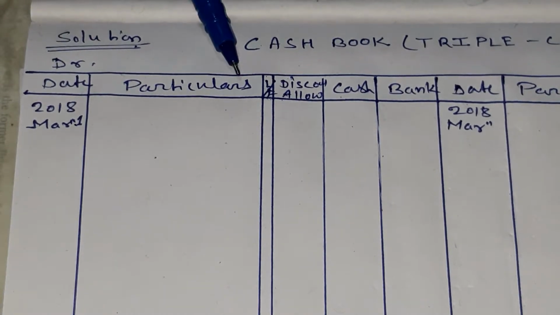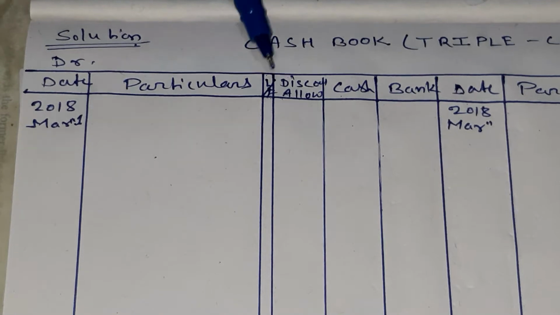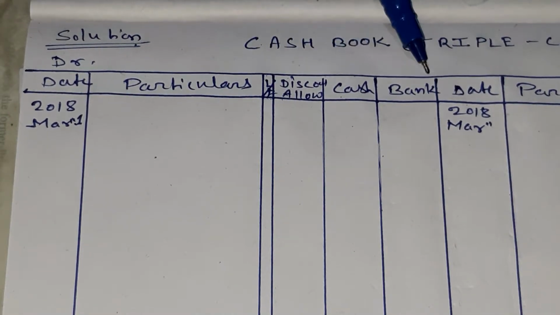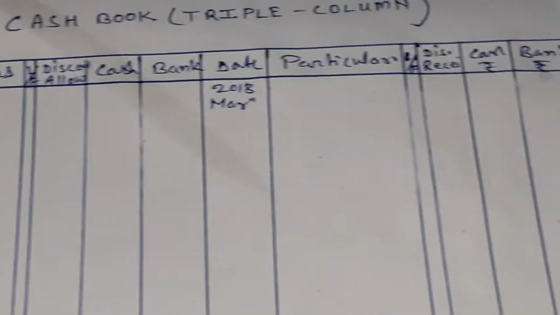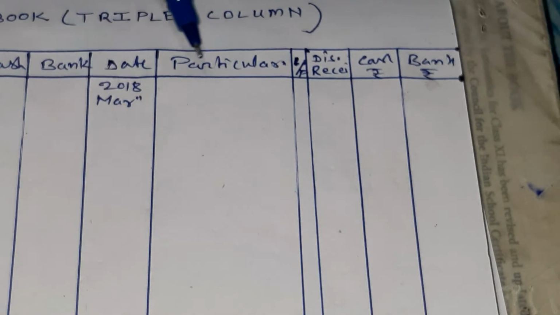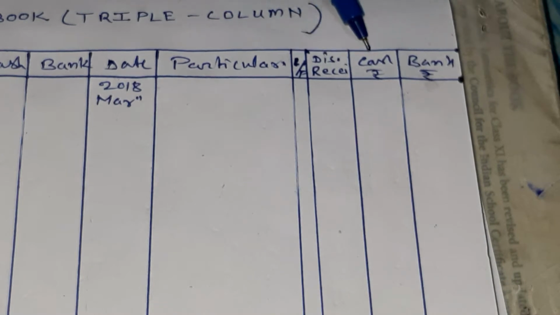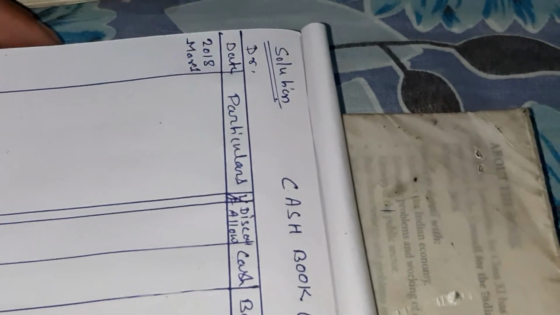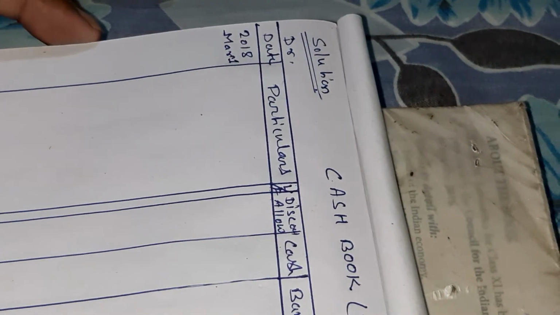Here you will write particulars. Here you will write LF, ledger folio, and this is the debit side. So here you will write discount allowed. This is cash and this is bank. Again here you will write the date, 2018 March 1, particulars, LF. Discounts received, and cash and bank. How will you do it? I am going to discuss it. Try to understand the concept at first.